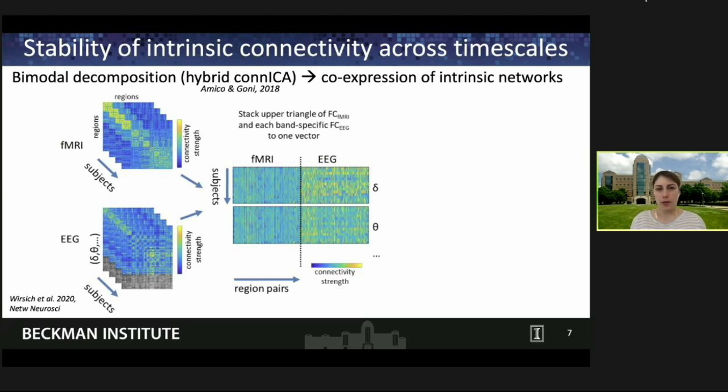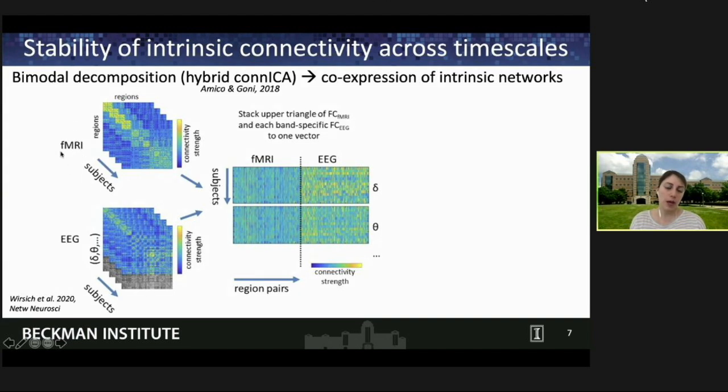I don't want to really go into detail of this study, but I felt I had to mention that there are multiple studies out there that go beyond cross-modal correlations. So instead of just correlating EEG with fMRI, for example, you can go ahead and do bimodal decomposition of the data together. Here we're using a method developed by Enrico Amico and Joaquin Gonier. We applied it then to concurrent EEG and fMRI with them.